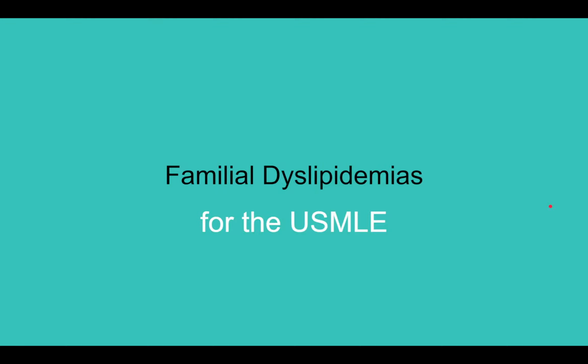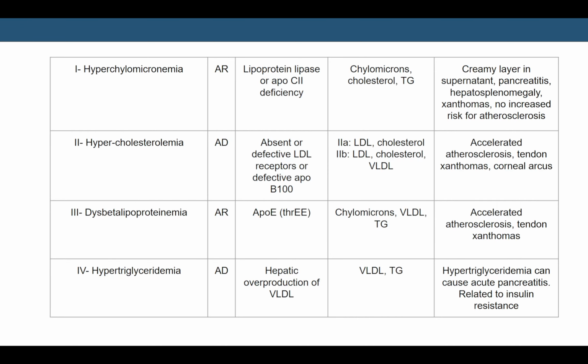Today I'm going to show you an easy way to remember the familial dyslipidemias for the USMLE Step 1, 2, and 3. So here are all of the familial dyslipidemias that you need to know for the USMLE. We have 4 types and they are numbered. So type 1 is hyperchylomicronemia, and we have type 2, type 3, and type 4. And each one of these is inherited in a different way. So they are familial. Some of them are autosomal recessive and some of them are autosomal dominant.